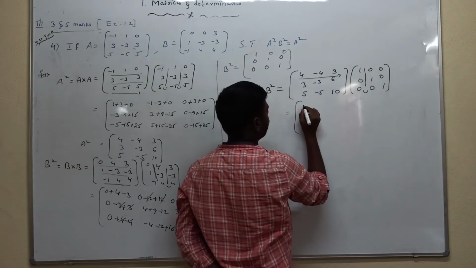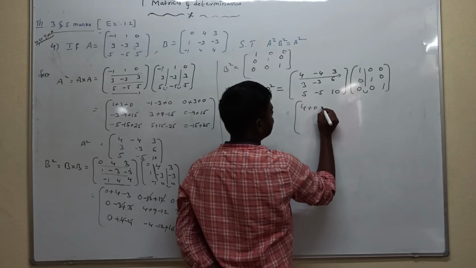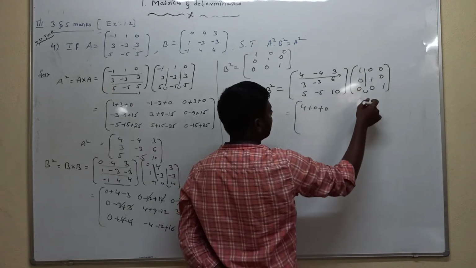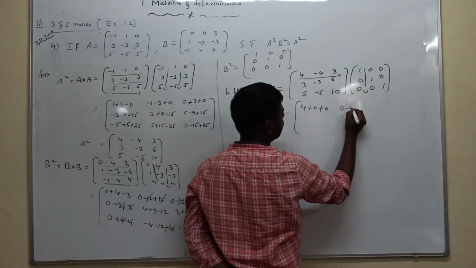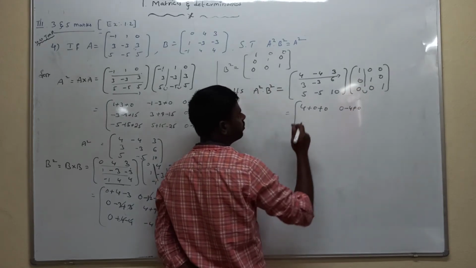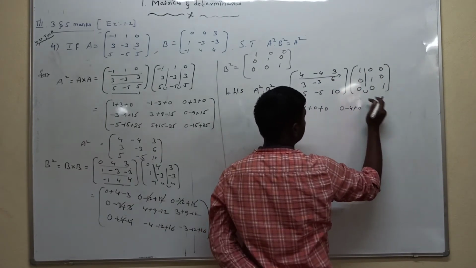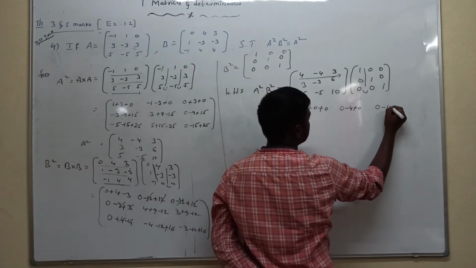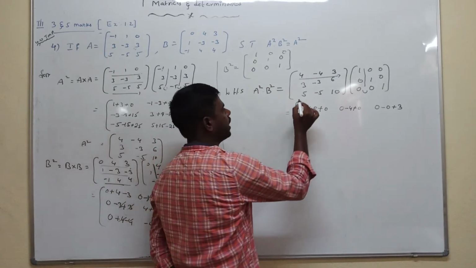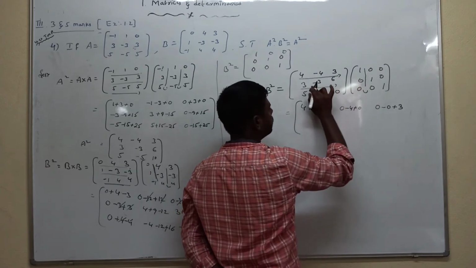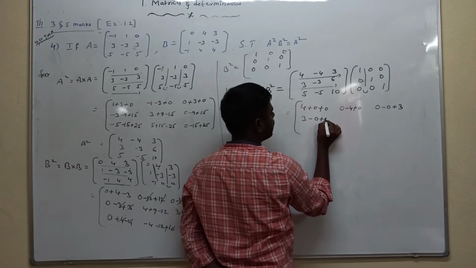That's why, first row, first column: 4 into 1 is 4, minus 4 into 0 is 0, plus 3 into 0 is 0. Next, first row, second column: 4 into 0 is 0, minus 4 into 1 is minus 4, plus 3 into 0 is 0. Next, product with first row, third column: 4 into 0 is 0, minus 4 into 0 is 0, plus 3 into 1 is 3. Next, product with second row and first column: 3 into 1 is 3, minus 3 into 0 is 0, plus 6 into 0 is 0.